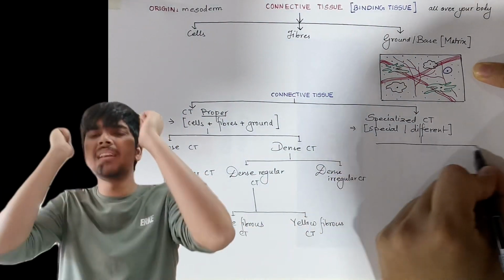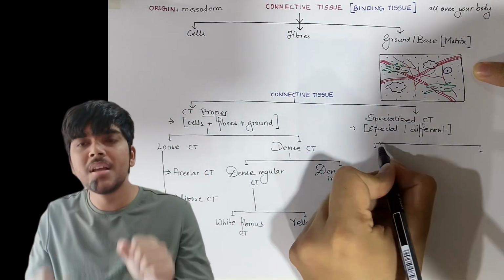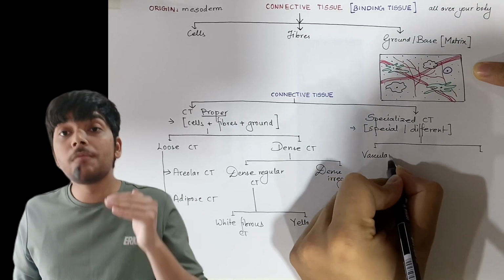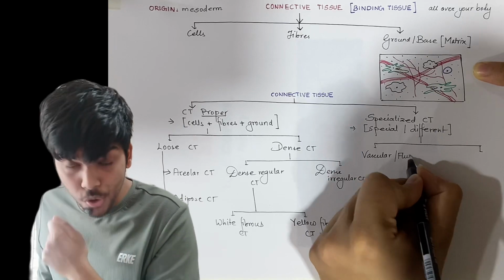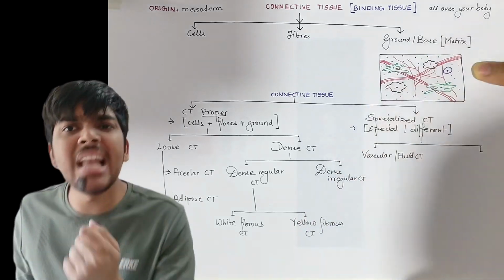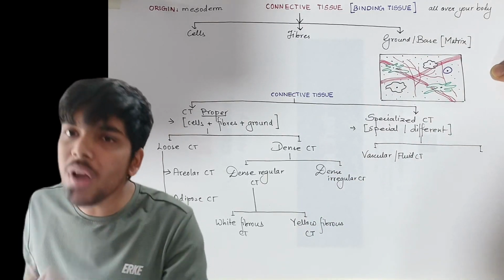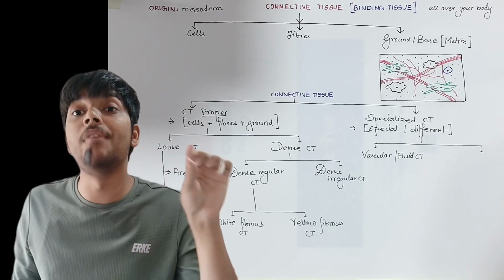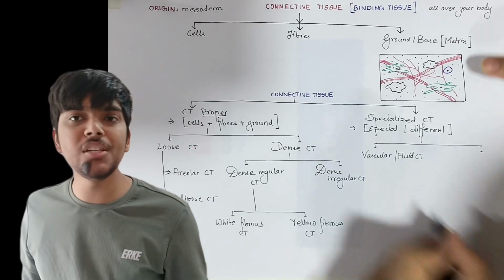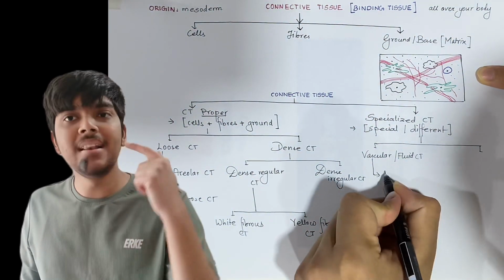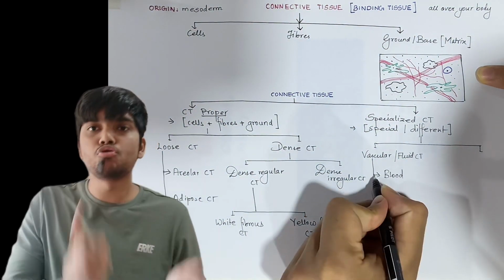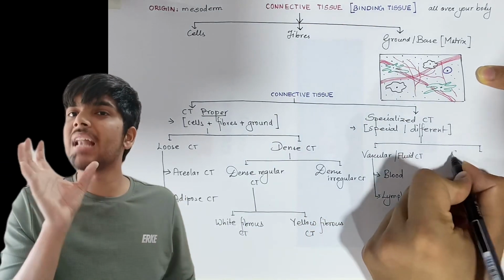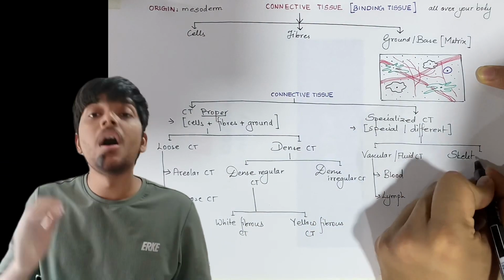Under specialized connective tissue, we're going to see two types. There's your vascular or fluid connective tissue. It's called fluid connective tissue because the matrix is liquid. And it's called vascular connective tissue because this tissue is found inside vessels. Under this, we're going to see two, blood and lymph. Then, skeletal connective tissue is the second type of specialized connective tissue that we are going to see.